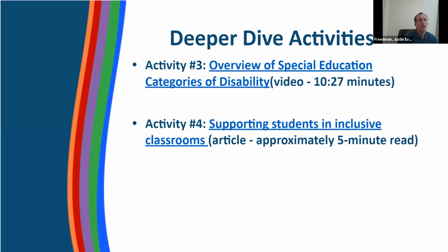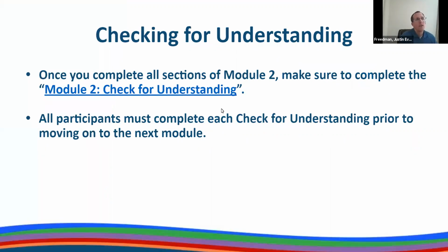Some deeper dive activities. Activity number 3 is the video where you can learn further about the special education categories of disability that I introduced previously. Activity 4 is about supporting students in inclusive classrooms, and it's an article that talks a little bit about some more strategies. Once you've completed all sections of Module 2, make sure to complete the Module 2 check for understanding. All participants must complete each check for understanding prior to moving on to the next module.